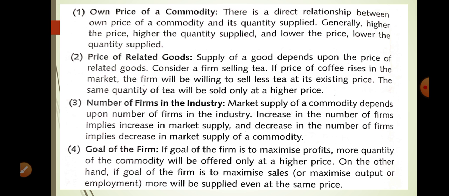Here you can see that there is a direct relation between price of a commodity and its quantity supplied. Now next is price of related good. Which type of relation do we find? We find that price of related good and supply of another good are related negatively. How? You can see here.